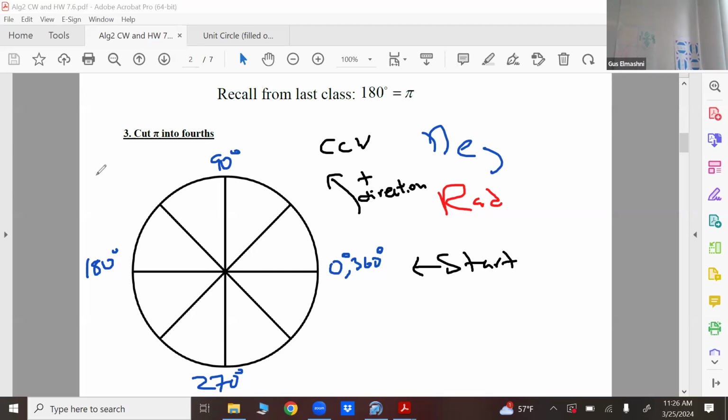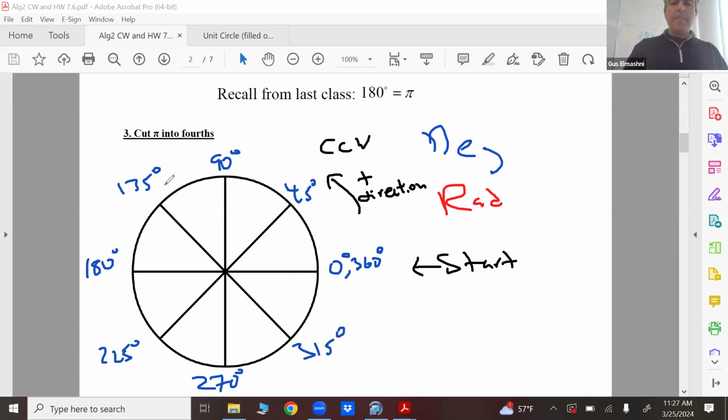Just pressing into it. Okay, what's going to be half between 0 and 90? What's half between 90 and 180? Half between 180 and 270. 225, half between 270 and 360. Close. 315. So we write it. 45. 135. 225. 315 degrees.